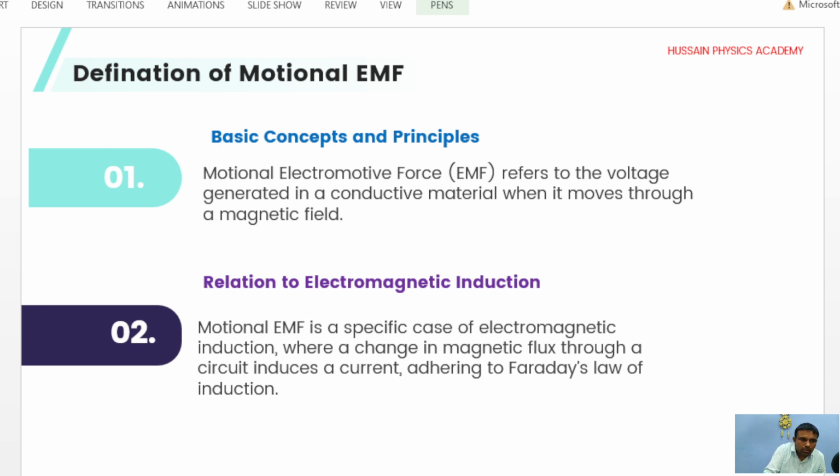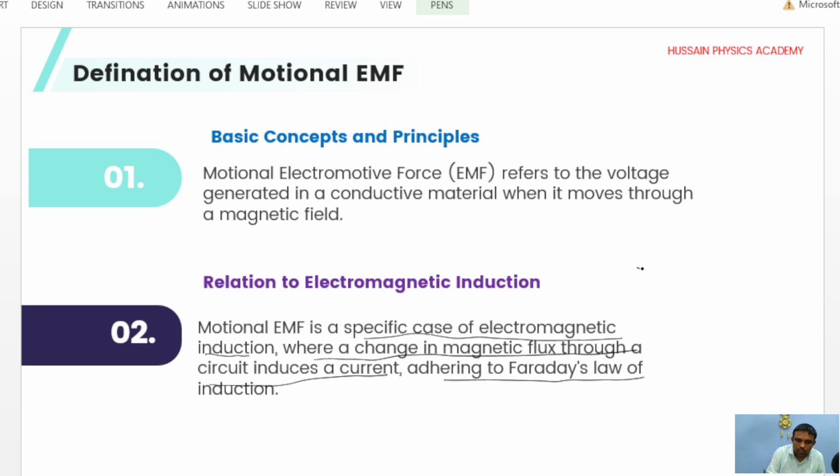Motional EMF means whenever a conductor rotates in a magnetic field, a voltage is induced in the conductor. That voltage is called motional EMF. This voltage is related to electromagnetic induction, because motional EMF is a specific case of electromagnetic induction, where a change in magnetic flux through a circuit induces a current, adhering to Faraday's laws of electromagnetic induction.